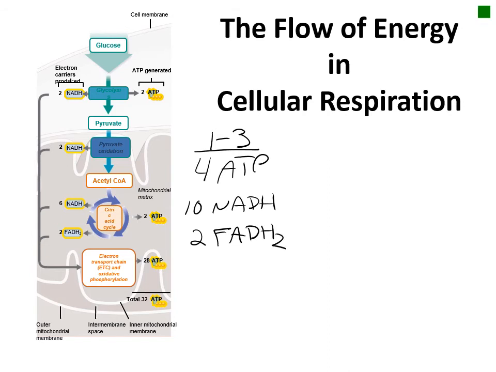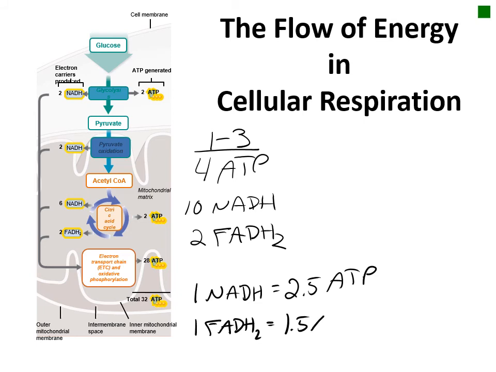Each of the NADH drops its electrons off at complex 1, which produces enough proton gradient to generate 2.5 molecules of ATP. Thus, for every 1 NADH, we produce 2.5 molecules of ATP. Because FADH2 drops its electrons off at complex 2, it does not generate as much of a concentration gradient. So each FADH2 is equivalent to 1.5 ATP molecules.